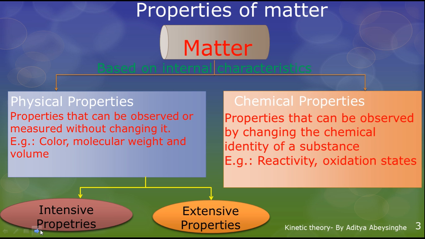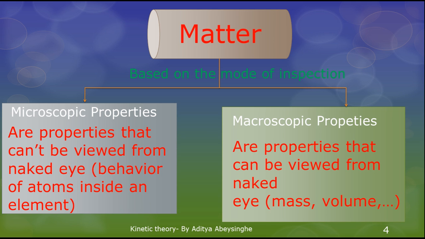So this slide and the next slide are actually to remind us, for those who watched and for those who have not watched my previous videos and my notes. The second classification of matter is based on the mode of inspection. Mode of inspection actually means what you see. You can take, say, a block of wood and keep it on a table or any surface.